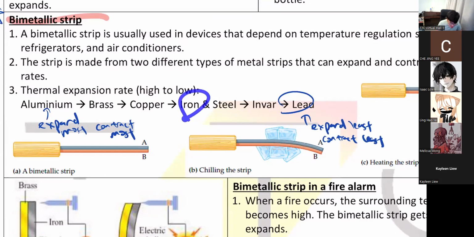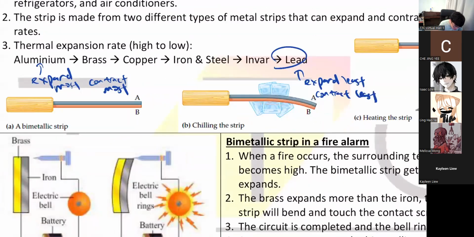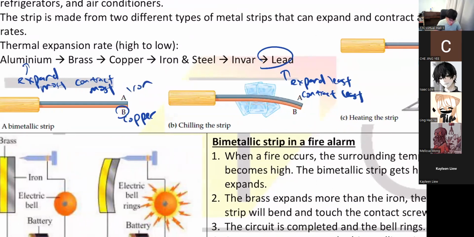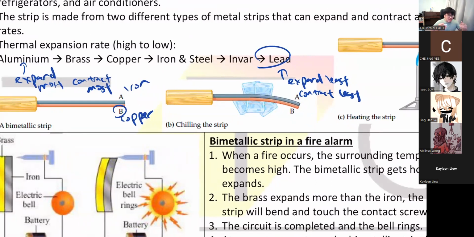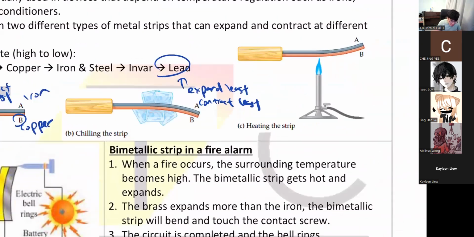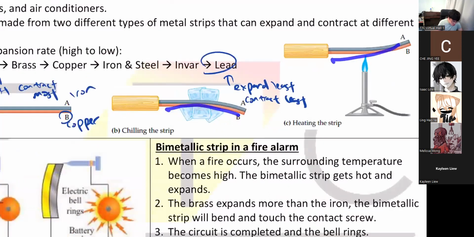That means iron will expand and contract less than copper. Copper will expand more, which means, okay guys, look here. If I put copper at B here, and I put iron here, you know what happens? When I cool this thing down, copper contracts more, so it will bend down. Can you see they contract more? And when you heat them, copper expands more, so it will bend upwards. So this is what happens when you put copper and iron together.